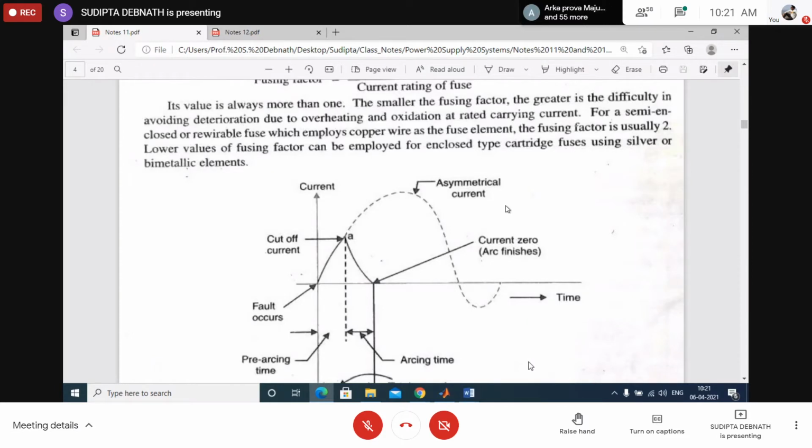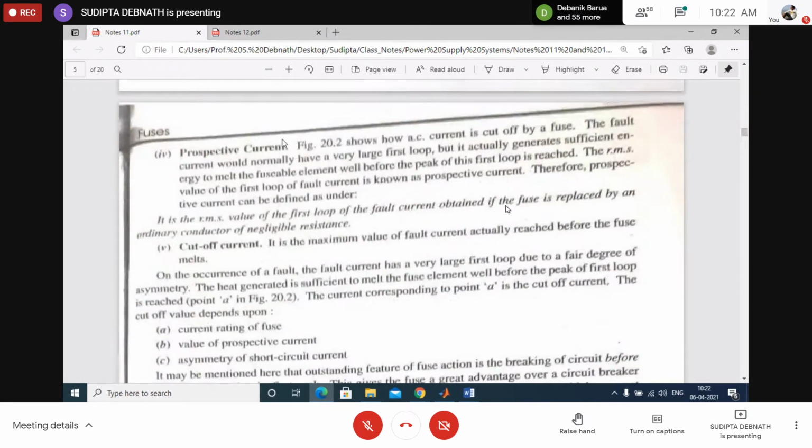During the subtransient period, at least for the first half cycle, you will find the peak is maximum. The value of that peak current is very high. And what is the prospective current? Prospective current is the RMS value of the first half cycle. See what is written here, the definition. It is the RMS value of the first loop of the fault current obtained if the fuse is replaced by an ordinary conductor of negligible resistance.